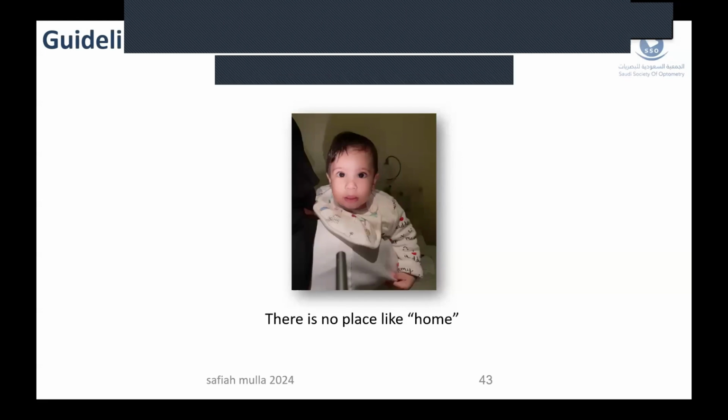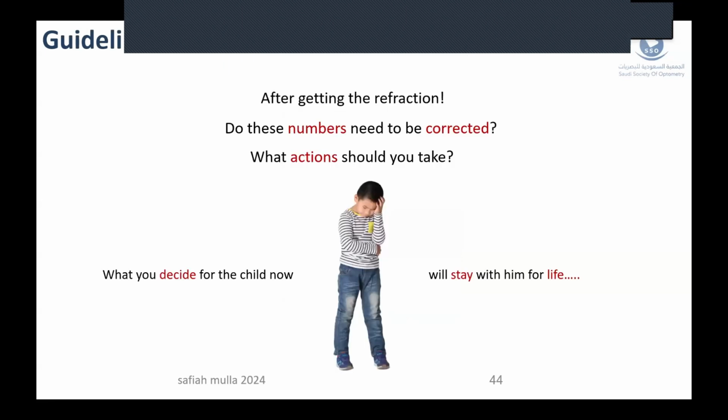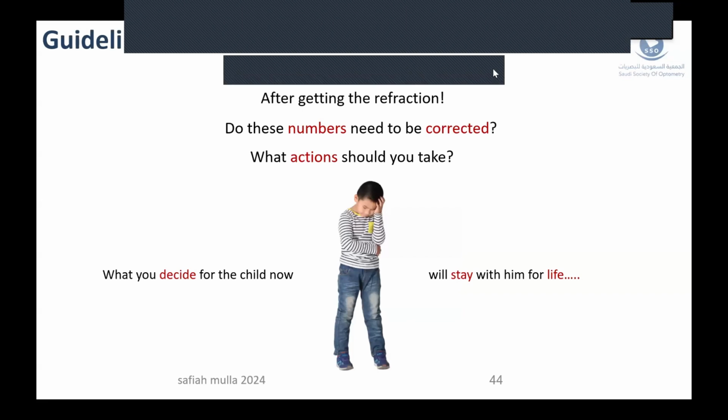So now you get the refraction and you think, do these numbers need to be corrected? What action should I take regarding these refractions? However, you need to remember that what you decide for the child now will stay with him for life. So during the maturation process, you have to think twice before giving the refraction to the child.